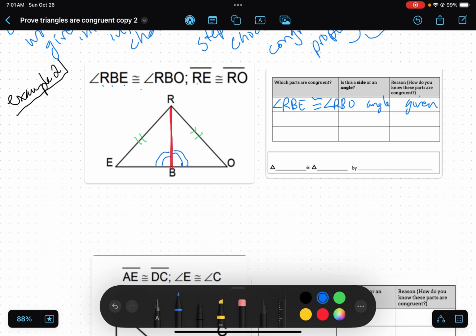Okay, and then RE is congruent to RO. So that's a side, and it was also given to me. And then this time I have to add in a new piece of information. I have to add in that RB is congruent to RB, right? It's congruent to itself, and that's the side. So my reason this time is going to be anything is congruent to itself.